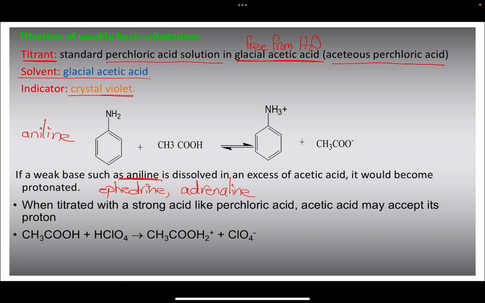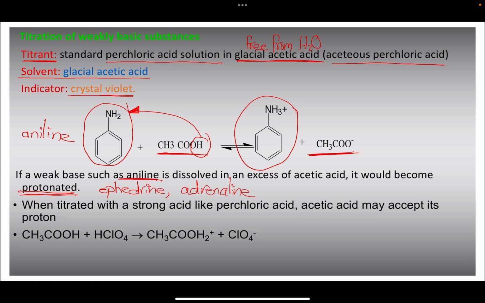The reaction involves interaction between aniline and glacial acetic acid. The proton from acetic acid moves to aniline to produce the protonated anilinium. So aniline becomes protonated and acetic acid is released in the form of acetate, that's the conjugate base. So if a weak base such as aniline is dissolved in an excess of acetic acid, it would become protonated.